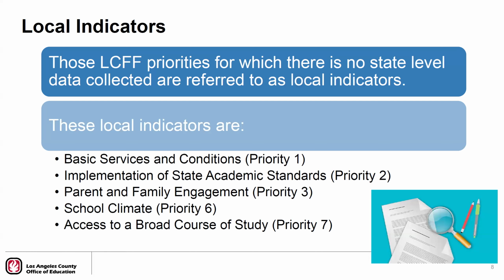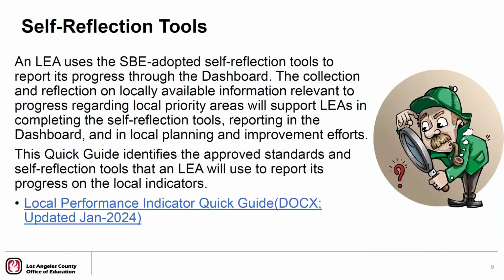So the local indicators refer to the state priorities that don't have state level data, such as academic achievement and CAASPP. That's state level data that we have. So basic services, the implementation of state standards, school climate, these priorities that you see listed here on the slide are considered local indicators. LEAs are asked to use the state-provided self-reflection tool to measure and report their progress within the appropriate priority areas. And you can see the CDE link on the slide there. This is a link to the guide and the tools that support the self-reflection process that each LEA must engage in each year.